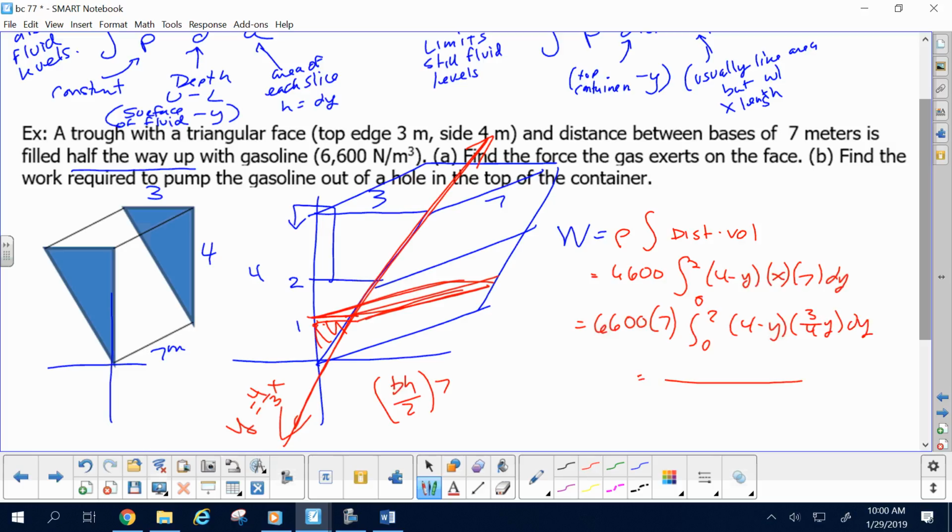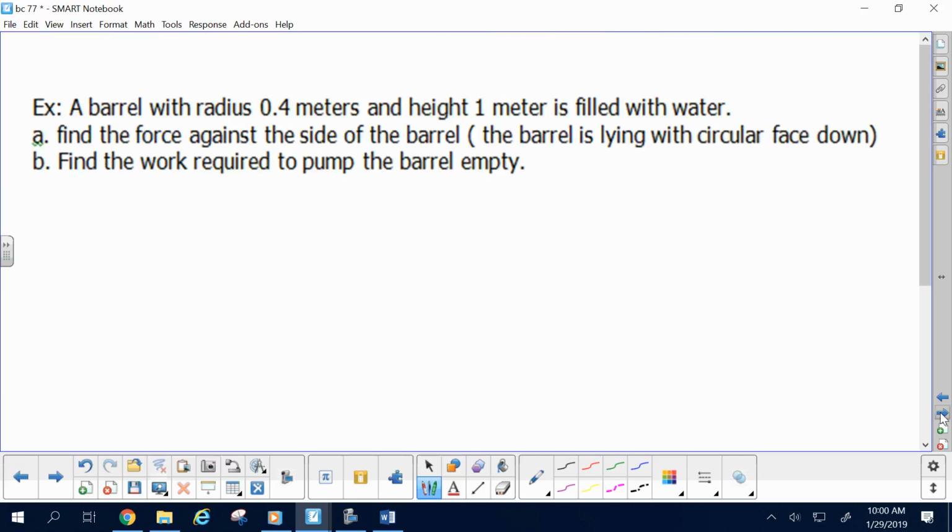If you did that and calculated correctly, and put joules on it, then you're good to go. Okay? Last but not least, one little wrinkle here. A barrel with radius 0.4 meters and height 1 meter is filled with water. Find the force against the side. Now this one's a little different because it's a circular figure rather than a flat face. So things are going to be a little different.